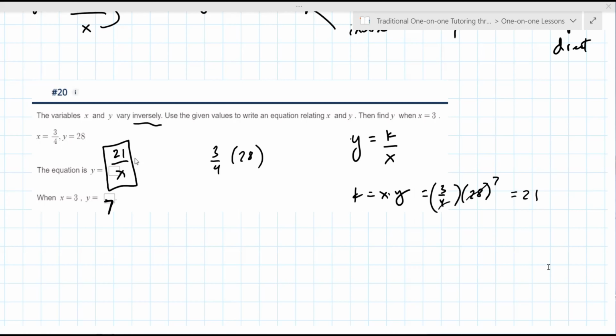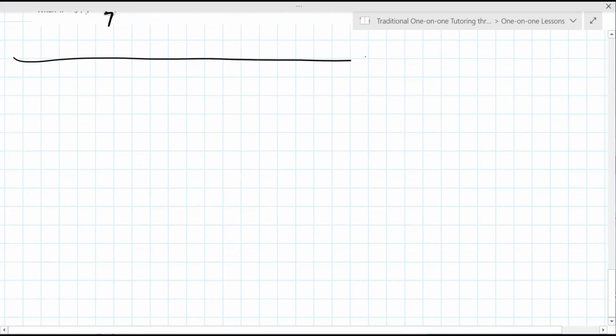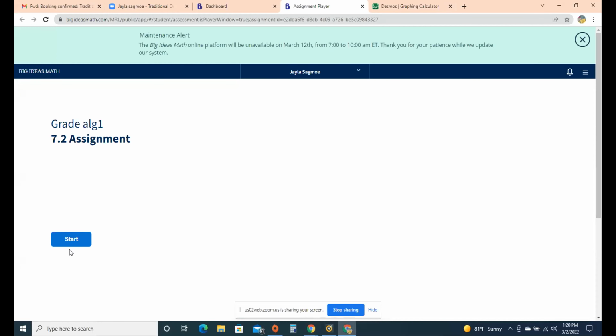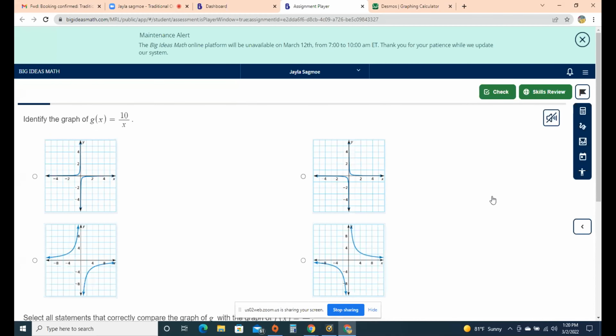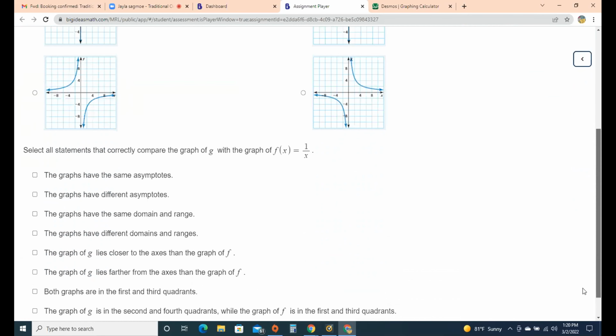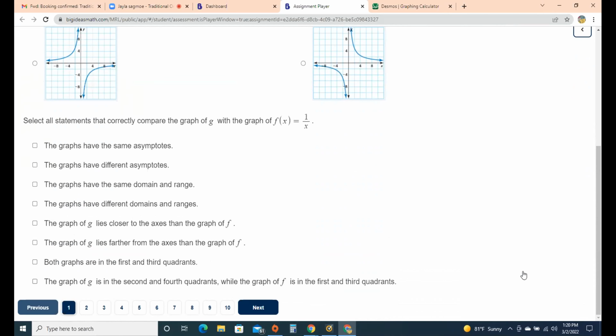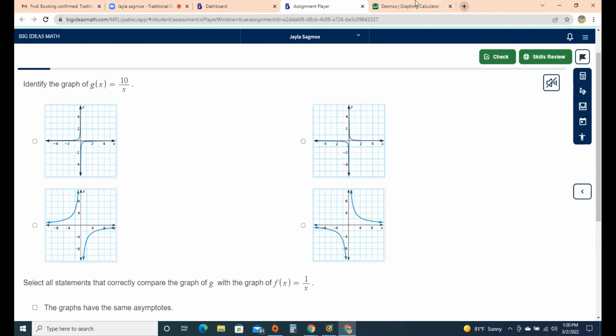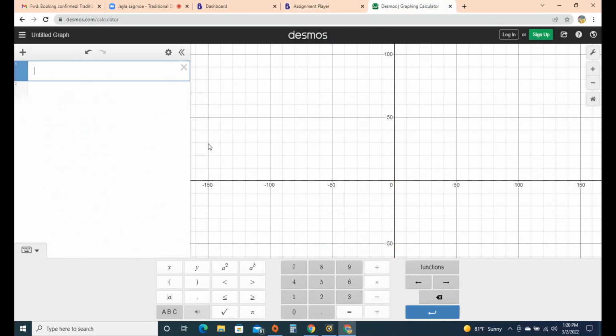Share your screen whenever you're ready. One of the nice things about identifying the graph is you can use Desmos to graph it. The rest I'll have to help you answer, but let's go to Desmos and plug it in. Write y equals 10 divided by x, or 10/x.